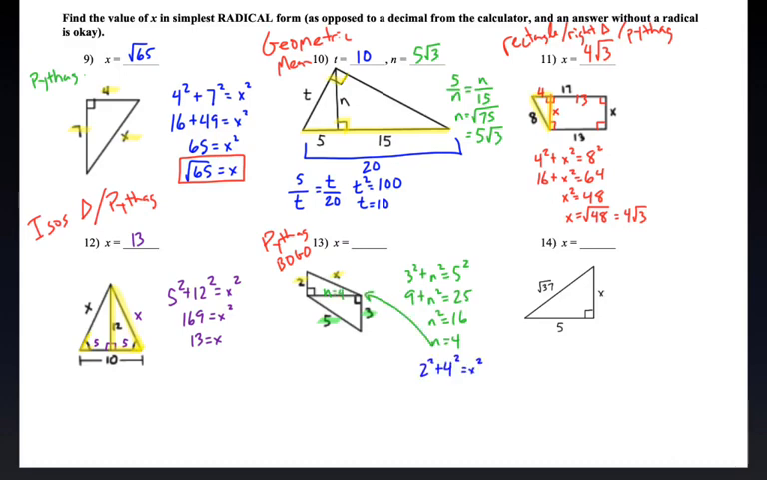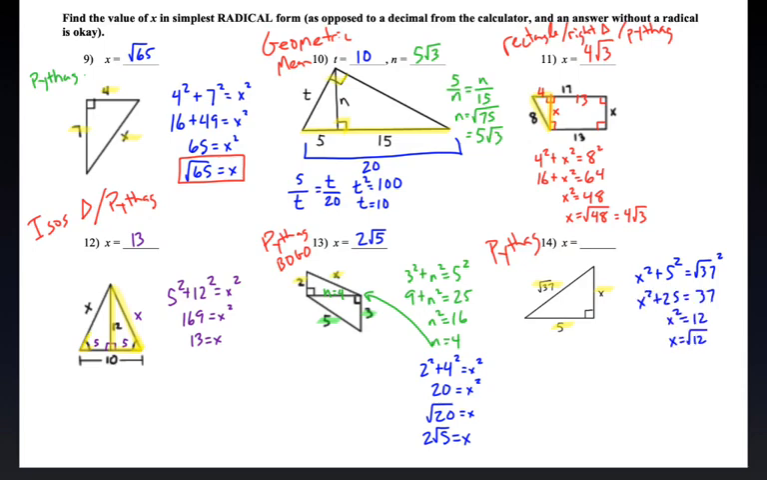Now I can solve for x using the top triangle. 2 squared plus 4 squared equals x squared. You end up with 2 square root 5. Number 14, I know what two sides are. I need to know the third. Pythagorean theorem. X squared plus 5 squared is square root of 37 squared. Solve. X squared equals 12. X equals 2 square root 3.